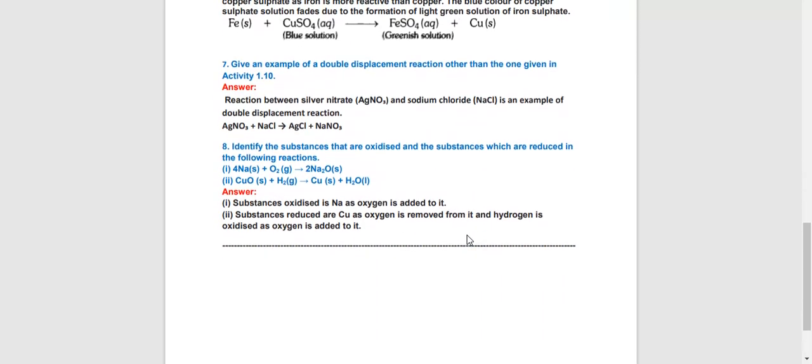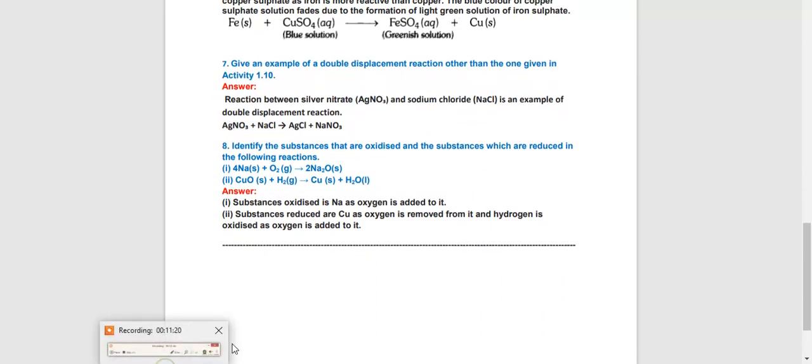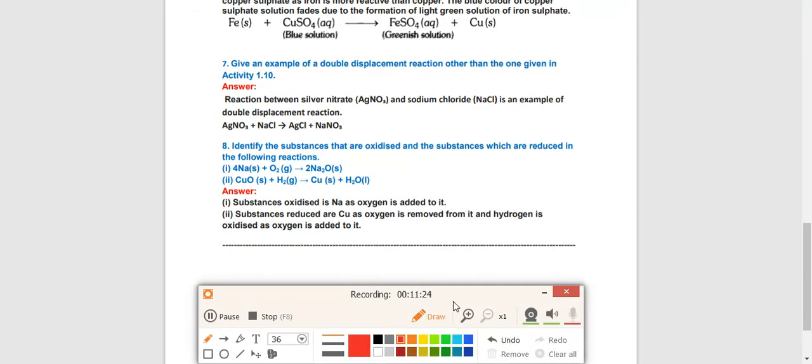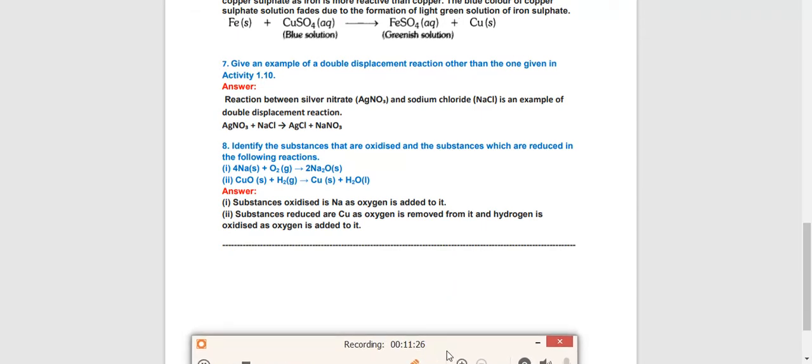Okay, now come to question number 7 and 8, the last two questions from the in-text part. The seventh question is, give an example of a double displacement reaction other than the one given in activity number 1.0. So if in activity number 1.0 one reaction is given for double displacement, we don't have to write that reaction, we have to write any other reaction for that.